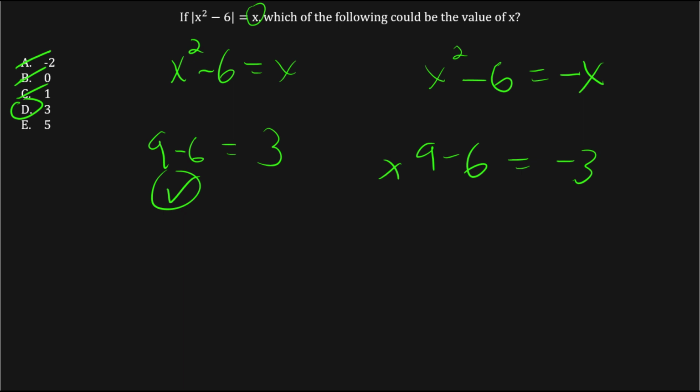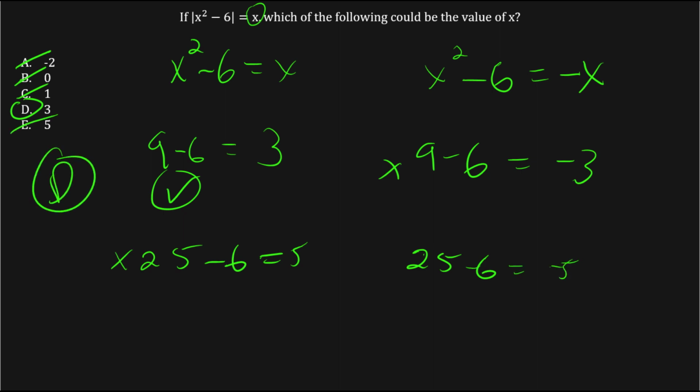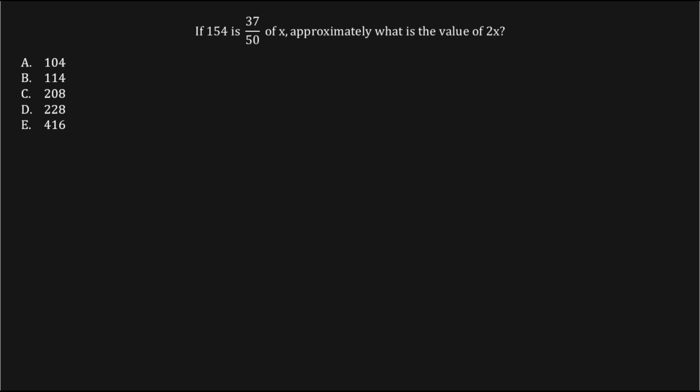But 5 squared is 25 minus 6 is not gonna be 5. So not that one. 5 squared is 25 minus 6 is not going to be negative 5 either. Definitely D. All right.